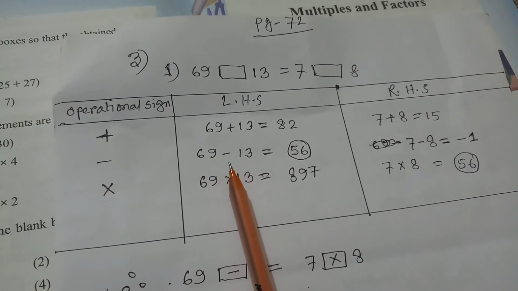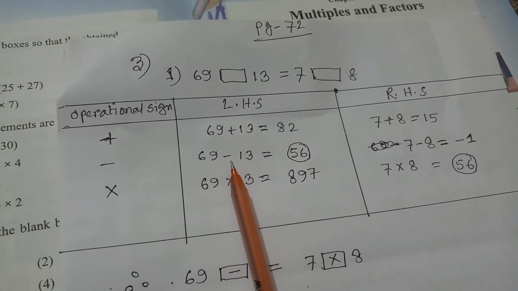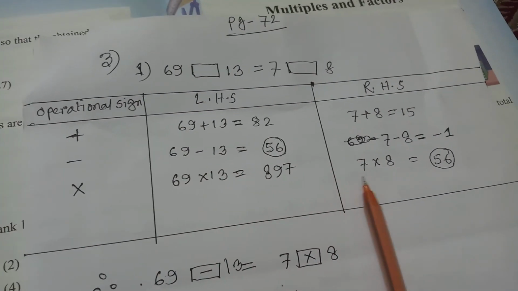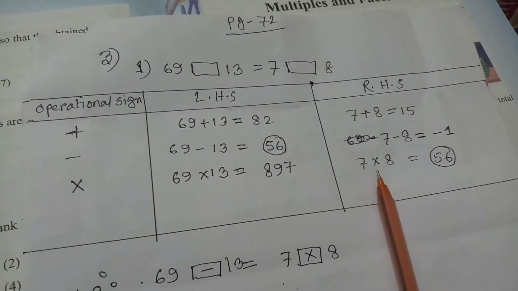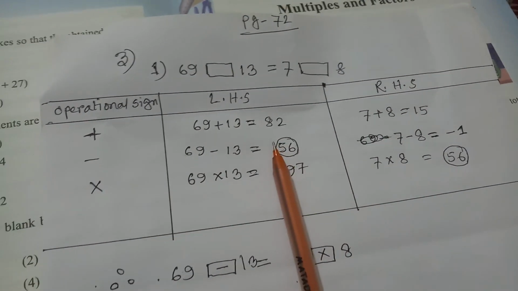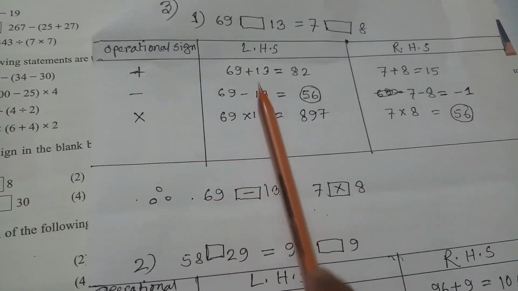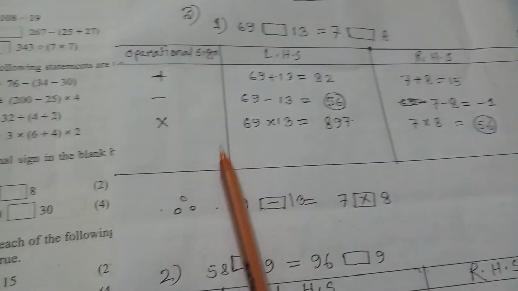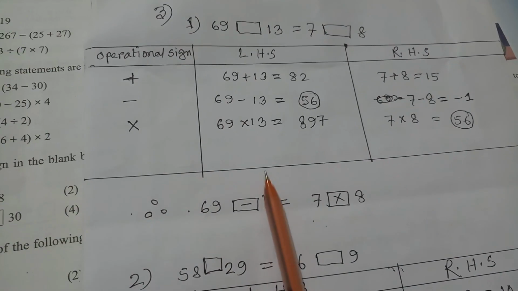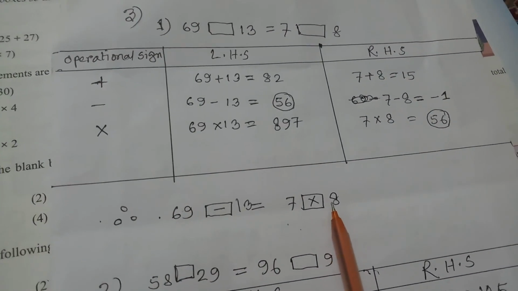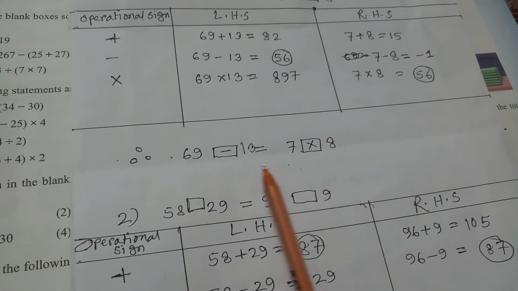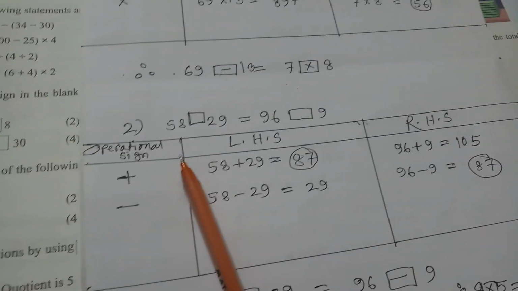Right hand side 56 is 7 multiplied by 8, and left hand side 56 is 69 minus 13. So the left hand side is subtraction and the right hand side is multiplication, and they are equal, 56 and 56. So we put 69 minus 13 and 7 multiplied by 8 in the boxes. Number 2.